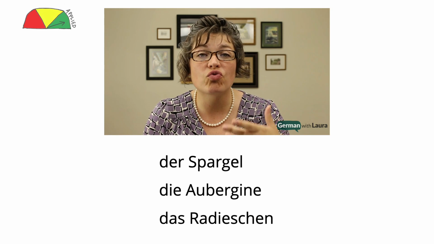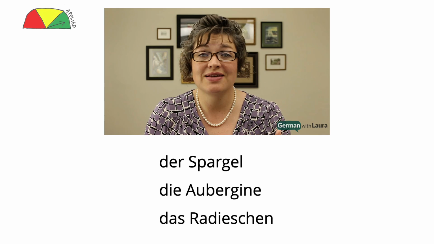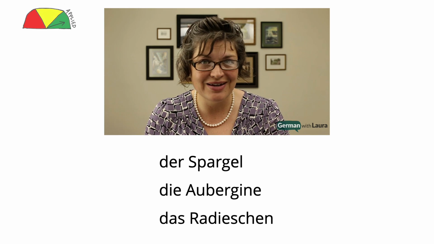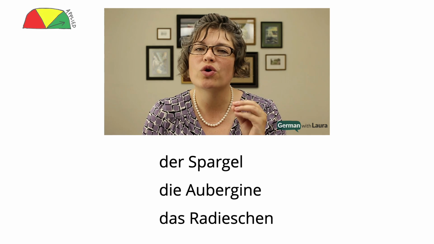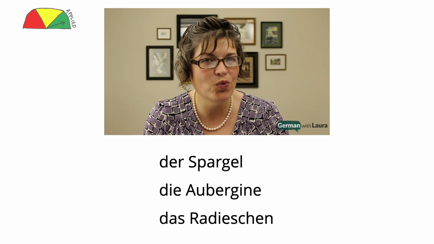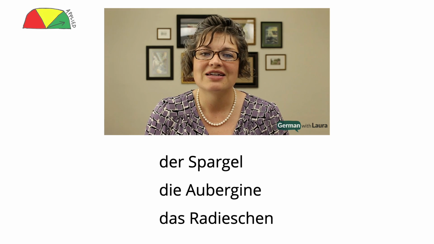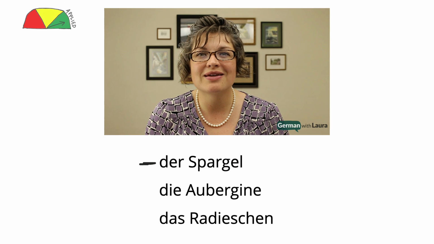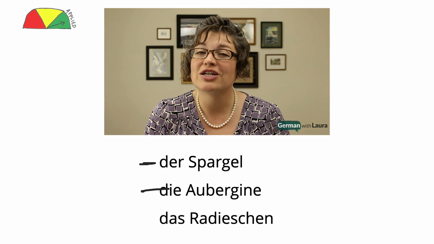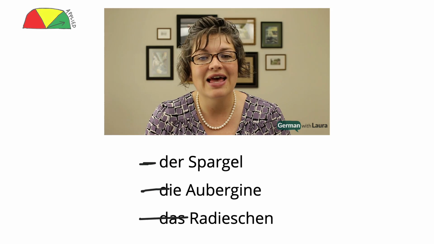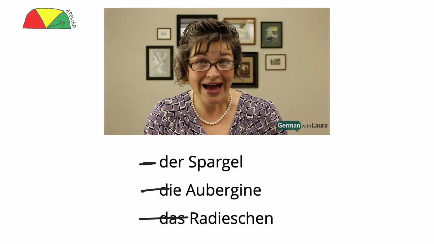Okay, so now to run through the process of writing your own sentence drills step by step, we're going to work with 3 new words, but they're still basic foods, okay? So we have der Spargel, which means asparagus, die Aubergine, eggplant, and das Radieschen, radish.